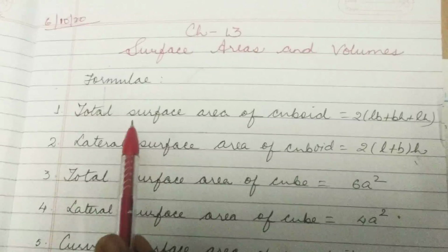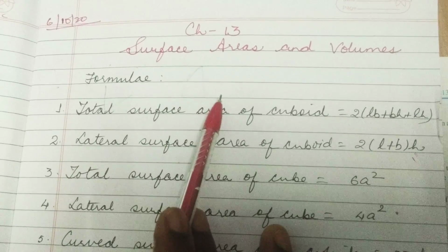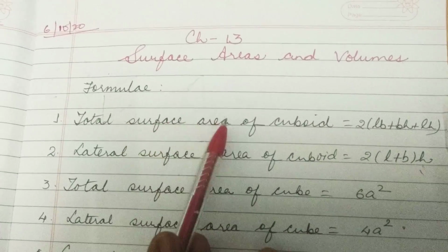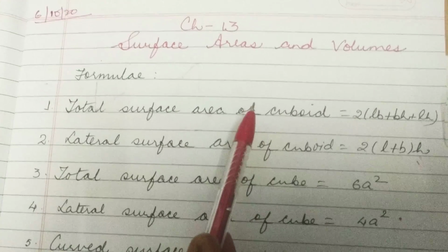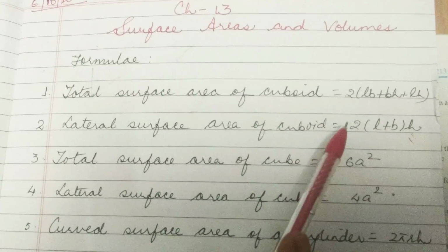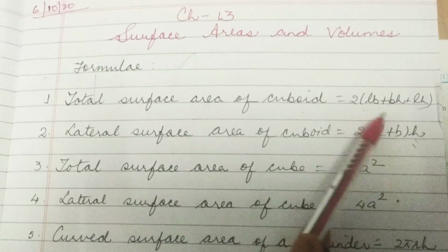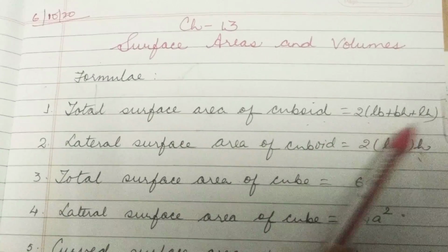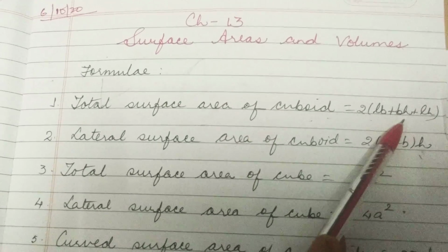So the formulas which we will be using to find out the surface areas, we will be first dealing with surface areas only. The formulas for the surface areas of these solid figures, cube, cuboid, cylinder, cone, sphere and hemisphere, are written here, which you have to write down in your copy. In case of cuboid, it has three dimensions, length, breadth and height. So total surface area of a cuboid is 2(LB + BH + LH), where L is length, B is breadth and H is height.